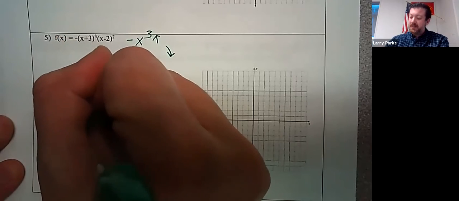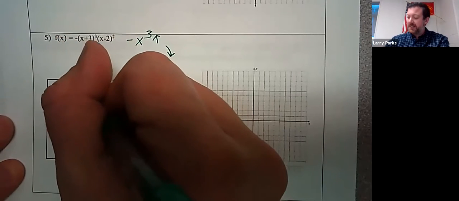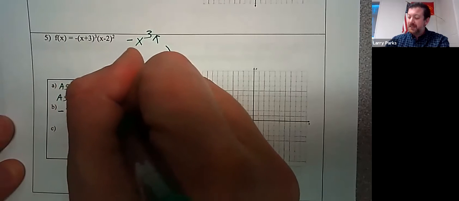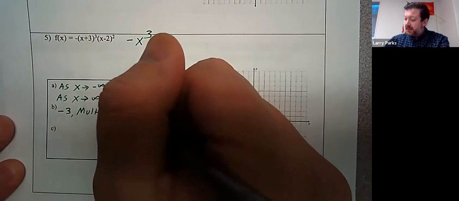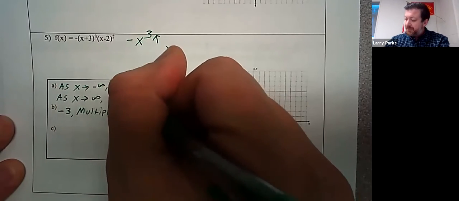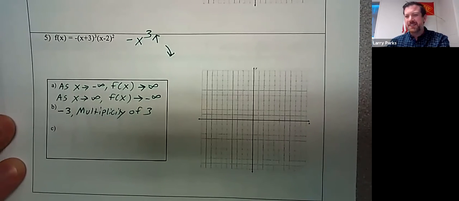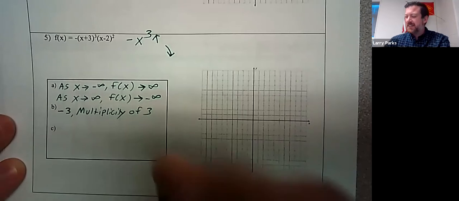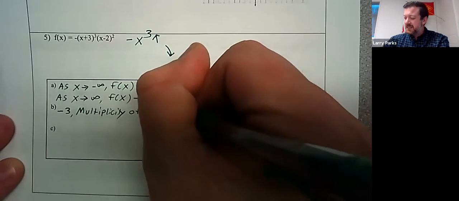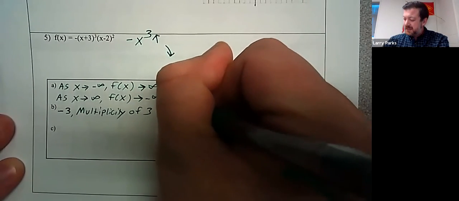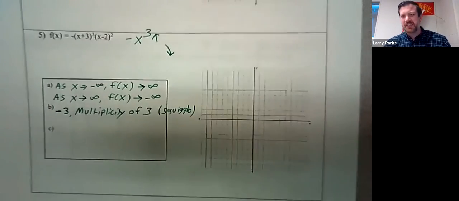Multiplicity, I was saying that wrong the other day, of 3. So in case you don't remember, anytime it's to an odd degree, it's like a squiggle. I have no idea how to spell squiggle.